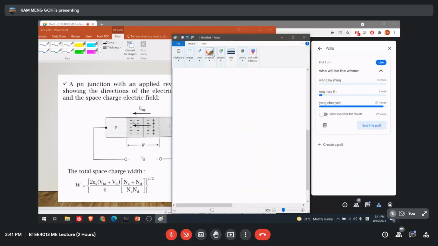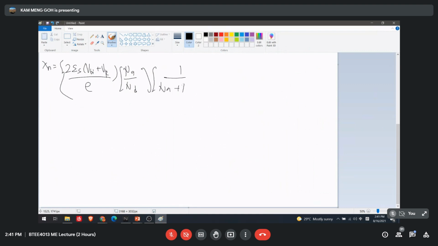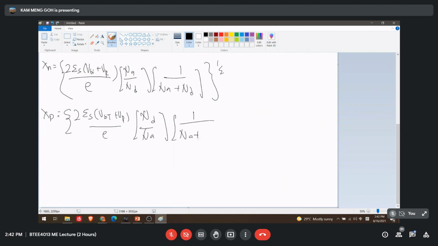Okay. Imagine Sn equals 2 mu S (VBI plus VR) over E, NA and ND, then 1 over NA plus ND, to the power of half. Sp equals 2 mu S (VBI plus VR) over E, ND over NA, NA plus ND, to the power of half. Okay, so W is Sn plus Sp.